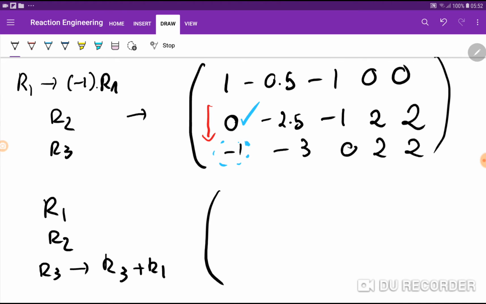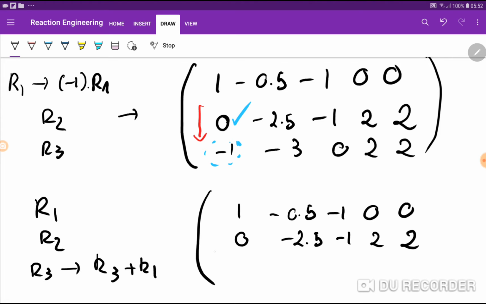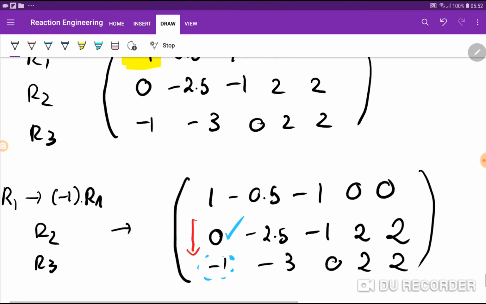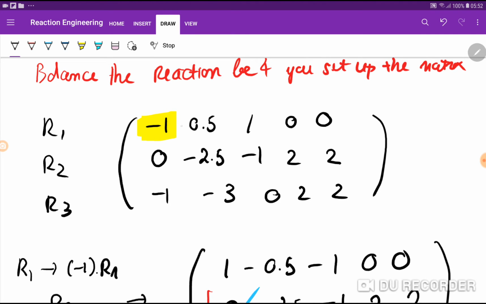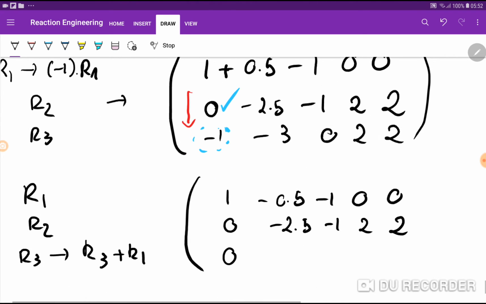So what do you have? 1, 0. I'm going to copy R1 and R2 first because we didn't do anything to them, so there's no change. R3 plus R1: -1 plus 1 is 0. -3 plus -0.5... oh wait. Sorry guys, I copied the problem statement wrong. This is supposed to be -0.5. So you replace R1 with -R1, and this should be plus 0.5. Then this should be plus.